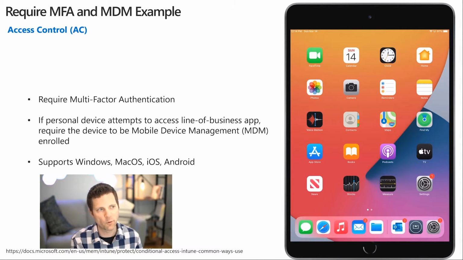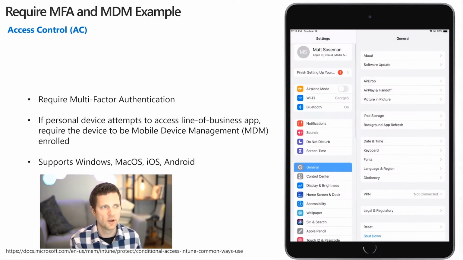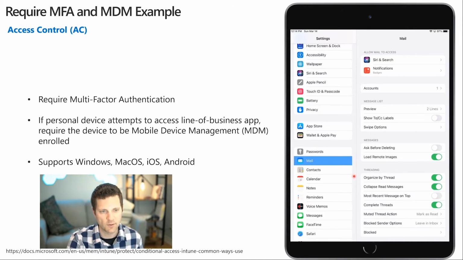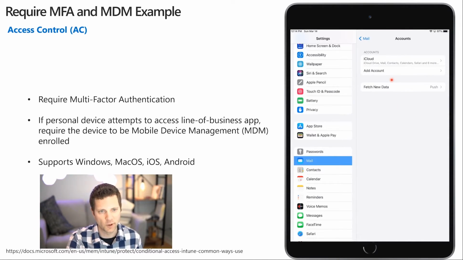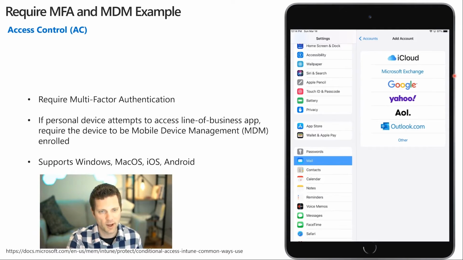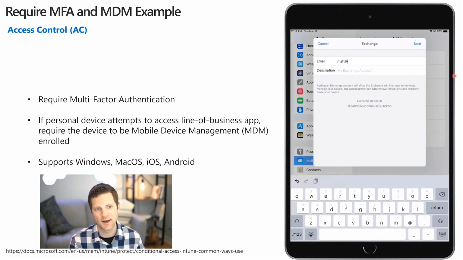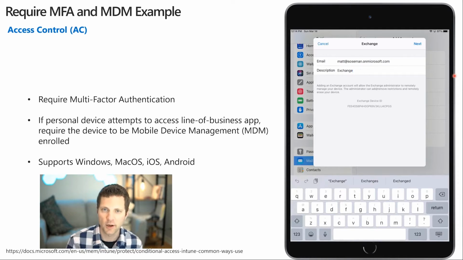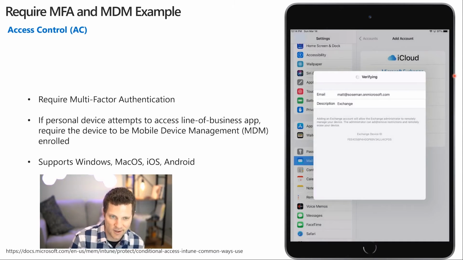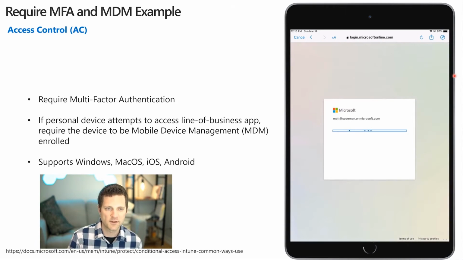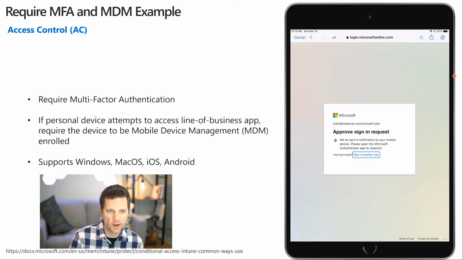Let's jump into requiring multi-factor authentication and mobile device management as an example. So here I am on my personal iPad. I'm going to add my corporate email account to my iPad. And again, this is personal. So we're going to go and tap on Exchange. We're going to type in my credentials. And when I do that, you're going to see it prompt me to log in. And when we log in, conditional access is going to kick in and say, well, your device is not managed. So here we go. So let's get signed in, do the MFA thing.